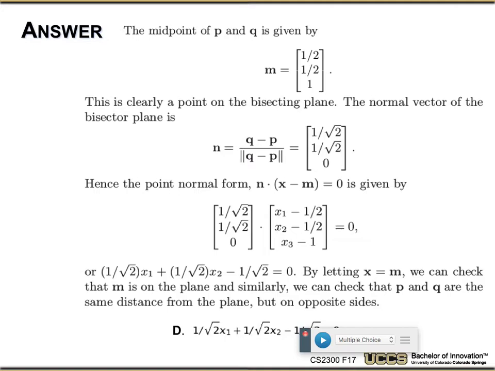How might you check the answer? So we have the equation that we think the answer is. What could I do to check that that's actually right? So what do I know if the plane is bisecting those 2 points? Okay. The plane should be equidistant.